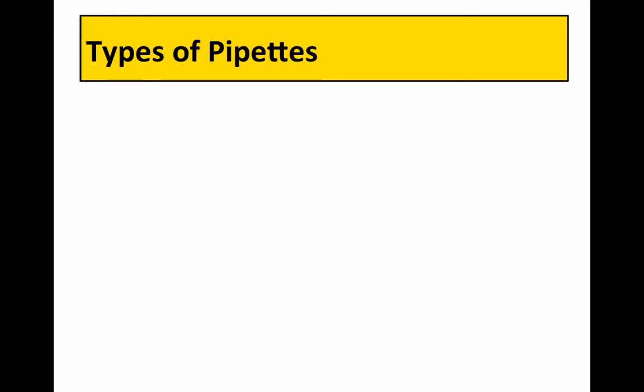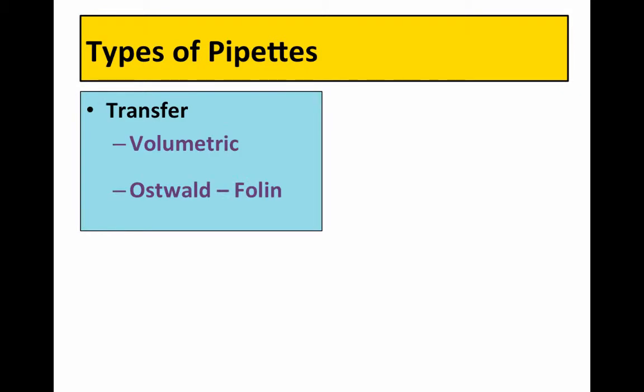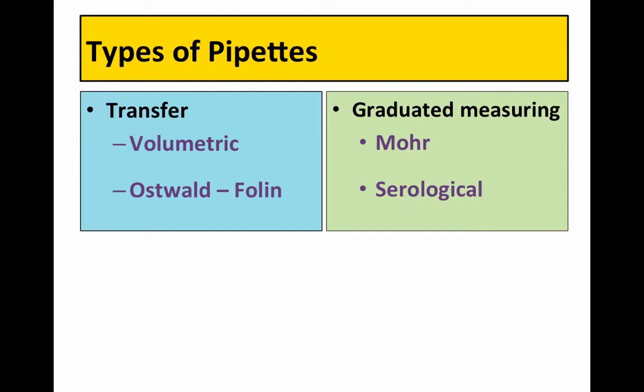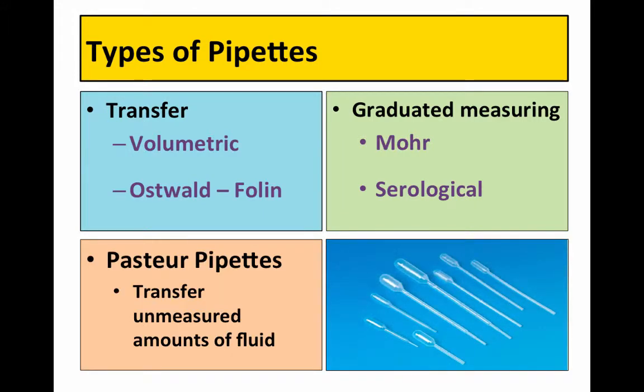There are quite a few different types of pipettes, and we're going to just look at the general categories now. First off, we have transfer pipettes, and the two subcategories of transfer pipettes are volumetric and Oswald-Fallen. Then we also have graduated measuring pipettes, and the two categories of that we're going to examine are Mohr pipettes and serological pipettes. And then lastly, we have Pasteur pipettes, which we're not going to look at again beyond this slide. You're pretty familiar with them.